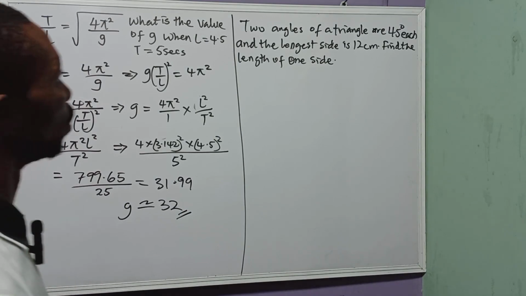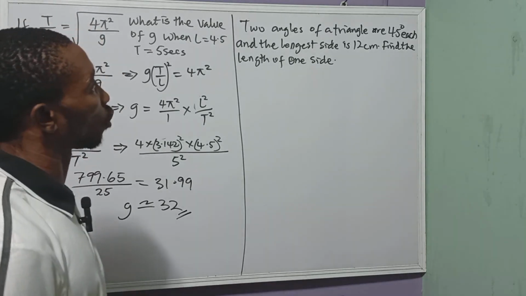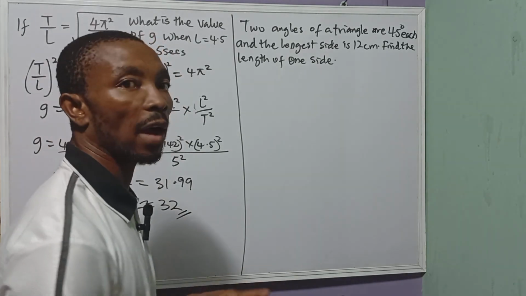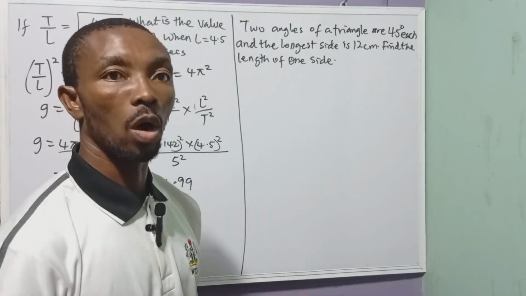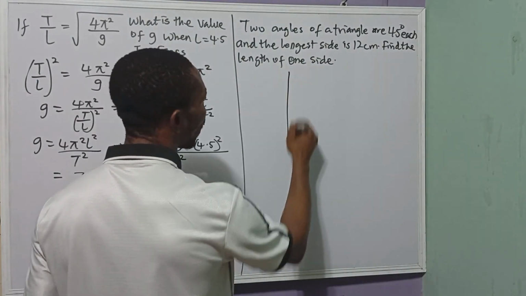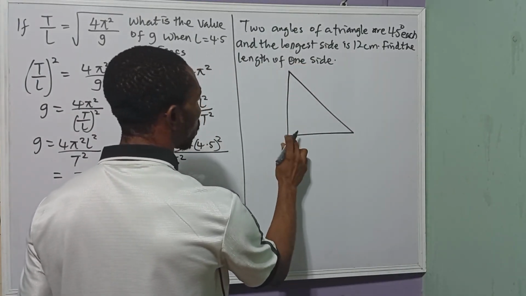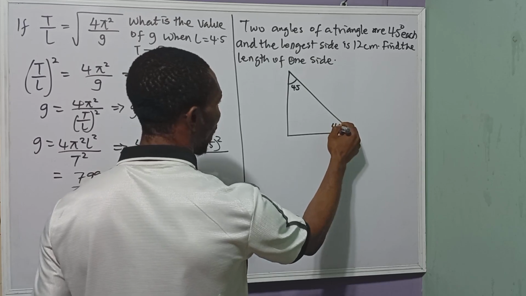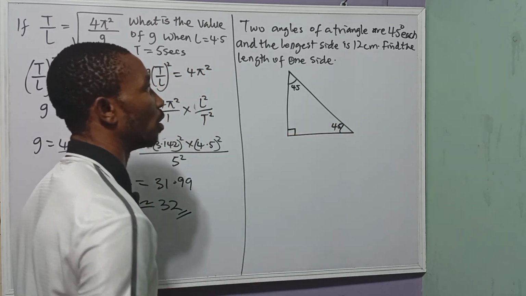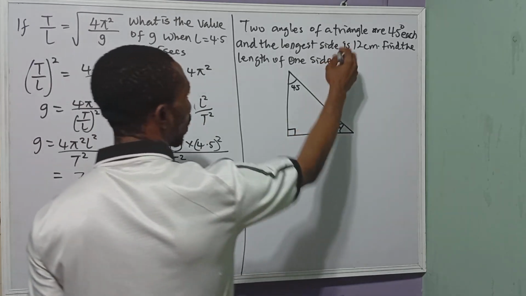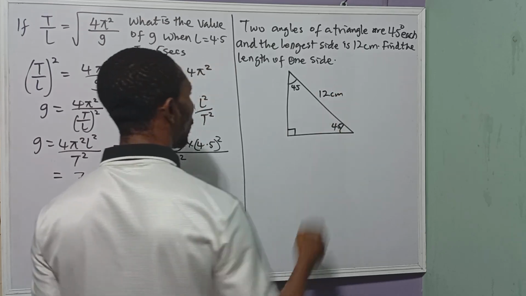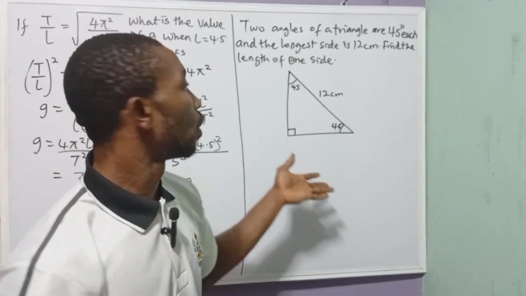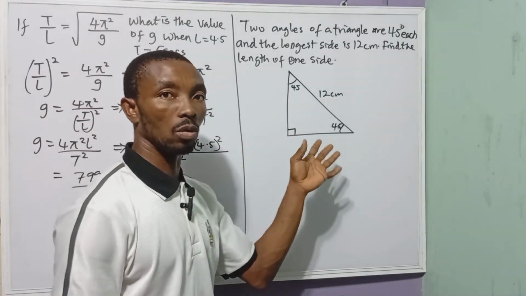Now, to our second question, it says two angles of a triangle are 45 degrees each, and the longest side is 12 centimeters. Find the length of one side. Now, if you have a triangle this way, it's obvious that this is a right angle triangle. This is 45 and this is 45, so automatically this is 90 degrees. Having this as 90 degrees, and the longest side is 12 centimeters, we can solve this question in two ways. Either we use our Pythagoras theorem, or we use our sine rule.